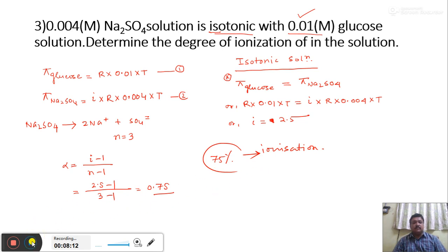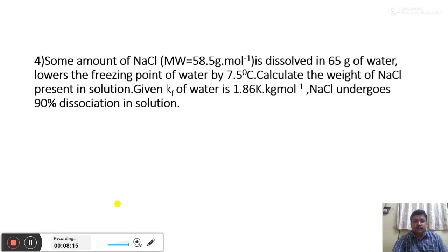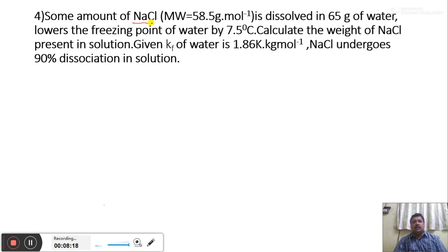That's the answer. My next problem is: some amount of NaCl dissolved in 65 gram water lowers the freezing point by 7.5 degrees centigrade. Now the picture is: weight of water, W1, is 65, and weight of solute, that means NaCl, W2, is unknown, which is to be calculated. M2 is given as 58.5, and the freezing point depression, del TF, is equal to 7.5.